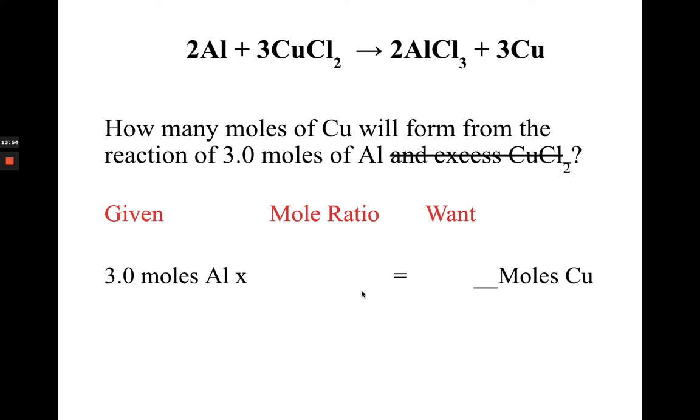So we've got to set up our mole ratio. If we do that, the mole ratio is going to be 3 coppers to 2 aluminums. Why? Because we're going to cancel aluminum in the denominator with aluminum in the given, and the thing on the top in the numerator is what carries through. So it's going to be 3 times 3 divided by 2, which is 4.5 moles of copper.